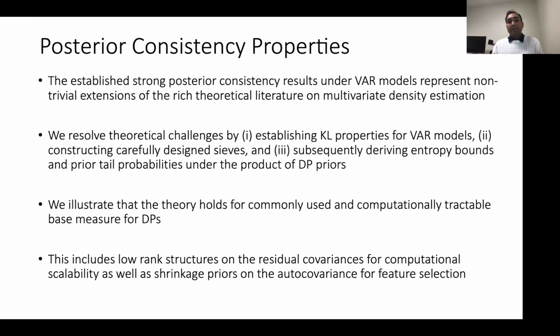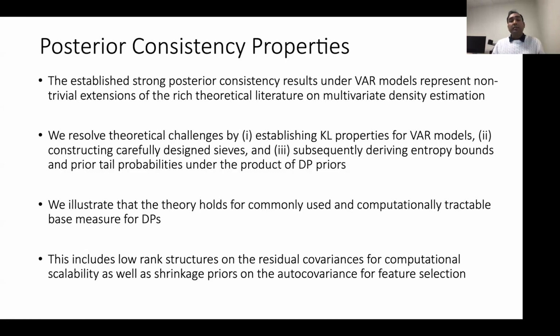Okay, so the posterior consistency properties of these VAR models represent non-trivial extensions of the rich theoretical literature on multivariate density estimation. Obviously, there's a very rich theoretical literature on Bayesian non-parametric theory for multivariate density estimation. What we show here is we extend that theory to multivariate time series data sets. The way we resolve some of the theoretical challenges is by establishing the Kullback-Leibler properties for VAR models, because remember, VAR models have a very different likelihood than the traditional multivariate models. So we established the Kullback-Leibler properties, and then we carefully design sieves. Based on those sieves, we have to derive entropy bounds and tail probabilities and so on. So the sieve construction becomes very important for our case.